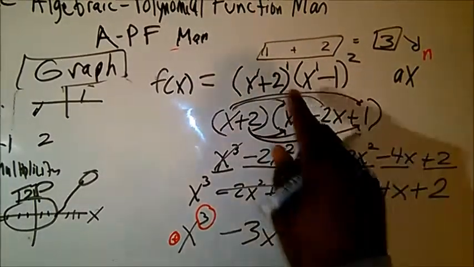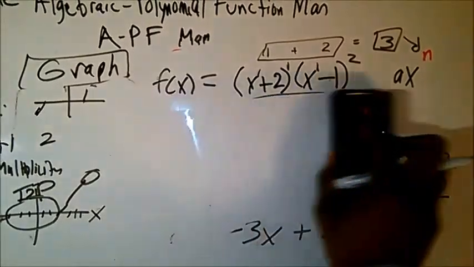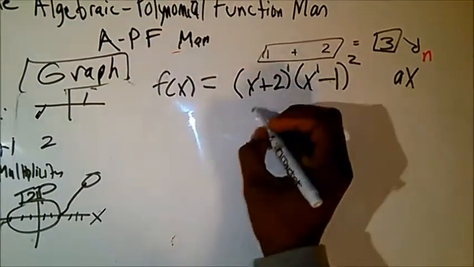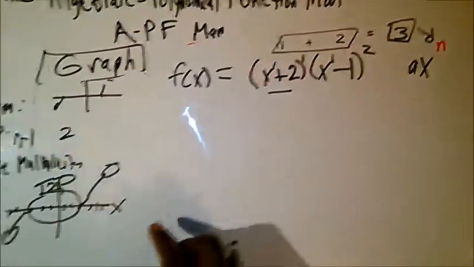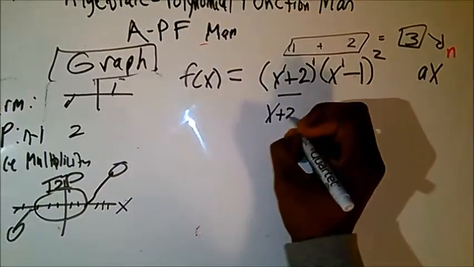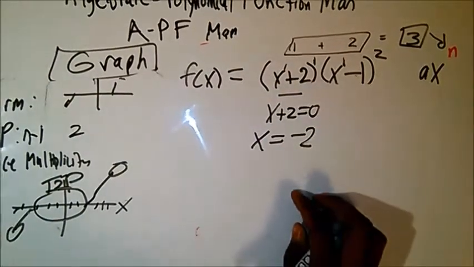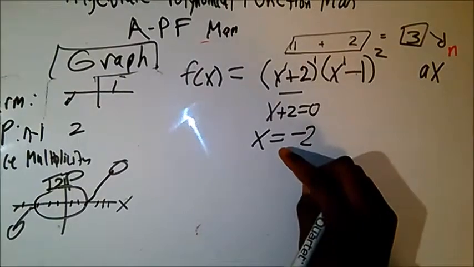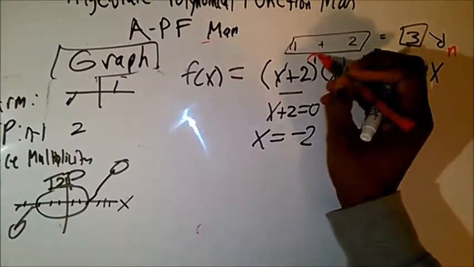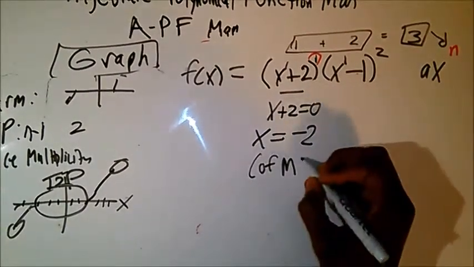Okay, so what we got to do here, I'm going to erase this so that we have more space. We take this out. Now we're gonna find out what the face multiplicity is. Set x plus 2 equal to 0. Solve for x. X equals negative 2. What's the multiplicity of x equals negative 2? Look at it. It's 1, isn't it? So it's of multiplicity 1.